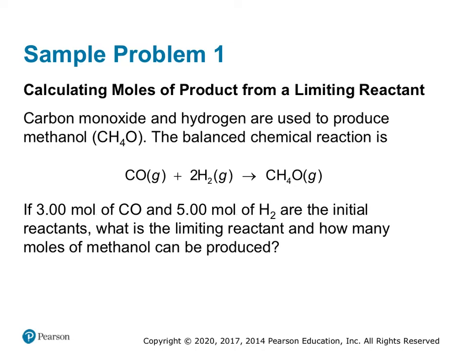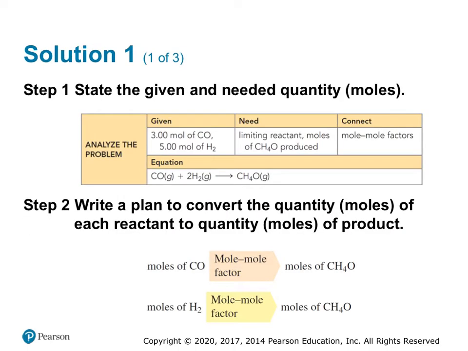Well, anytime you're given the amounts of 2 reactants, we have to first find the limiting reactant. So we know what we're given, 3 moles of carbon monoxide and 5 moles of hydrogen. We need to find the limiting reactant and figure out how much methanol can be produced. So we have our balanced equation. We're going to take moles of carbon monoxide and use our mole factor to get us to moles of methanol. And then we're going to do the same thing with moles of hydrogen, using a different mole factor to get us to moles of methanol. And then we'll compare the 2 amounts of methanol to figure out which one is the limiting reactant.